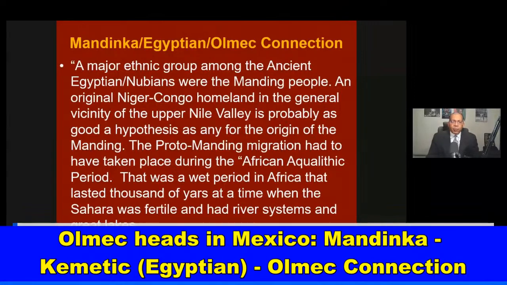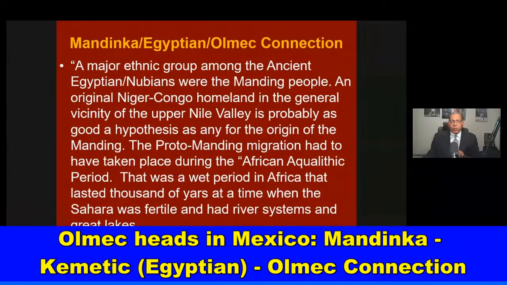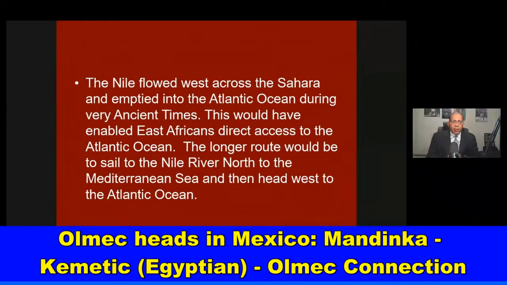The Proto-Manding migration had to have taken place during the African Aqualithic period. That was a wet period in Africa that lasted thousands of years at a time when the Sahara was fertile and had river systems and Great Lakes. The Nile flowed west across the Sahara and emptied into the Atlantic Ocean during very ancient times. This would have enabled East Africans direct access to the Atlantic Ocean. The longer route would be to sail to the Nile River, to the Mediterranean Sea, and then head west to the Atlantic Ocean.